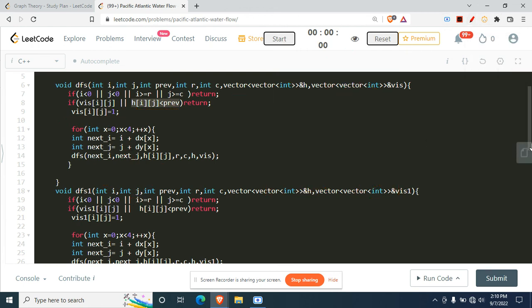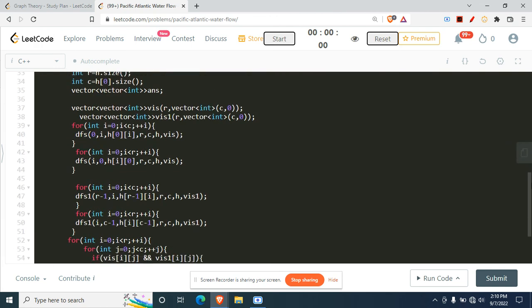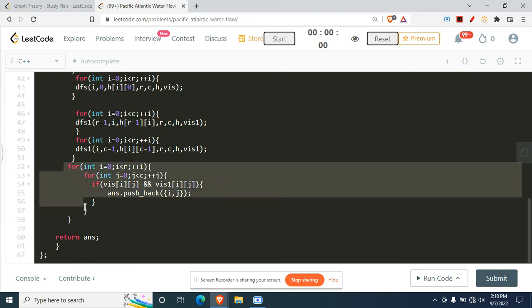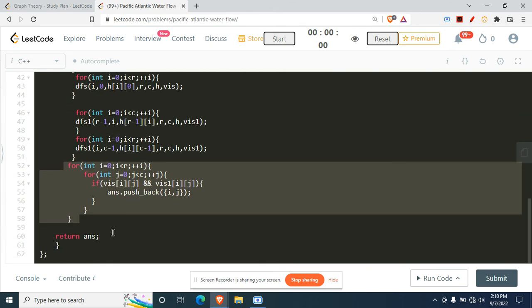Okay, and this DFS1 that I've written, it is exactly similar. I've just copy pasted the same code twice. Okay, so it is nothing different other than that. So only thing you need to do after that is you need to just check if both the values have been visited. You just push it into an answer vector, and that is what you are returning at the end of the day. Okay, and that is it for this one.